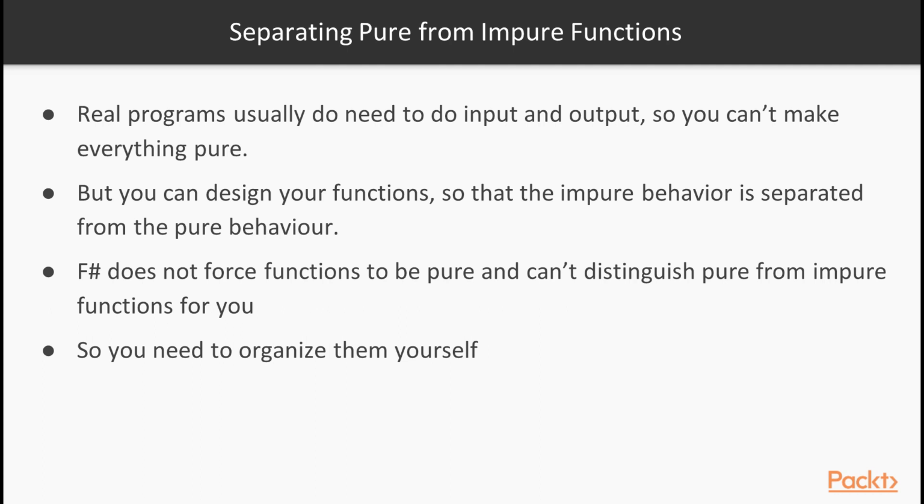Some programming languages force every function to be pure unless you take steps to allow impurity. Haskell is a well-known example of such a language. But F# does not force functions to be pure, and it can't detect whether a function is pure or impure for you. So separating pure from impure functions is your responsibility. In the next videos, you'll see some techniques to help you do it.